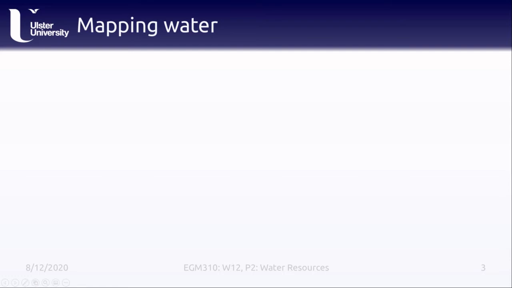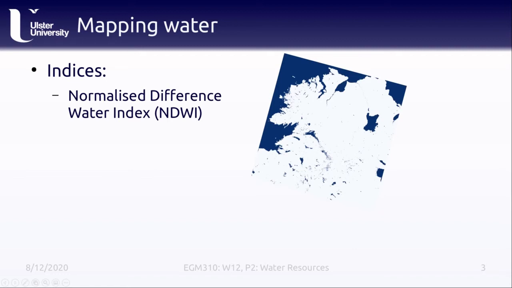We've discussed mapping water somewhat already last week. One of the ways that we can map the extent of water bodies is by calculating an index. The first way that we talked about is using the Normalized Difference Water Index, or NDWI. This is calculated by subtracting the near-infrared band from the visible green band and dividing by their sum.